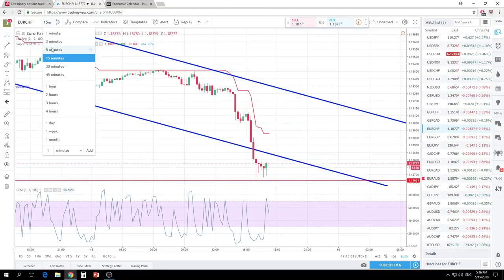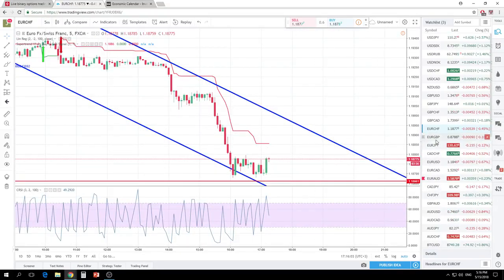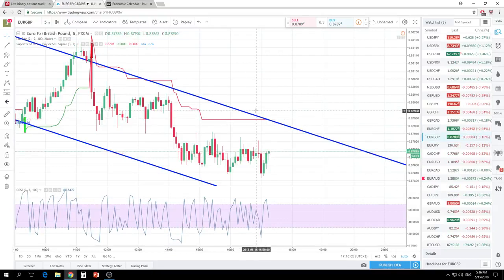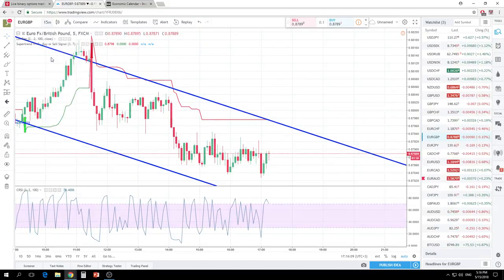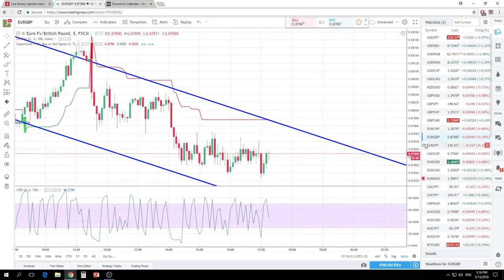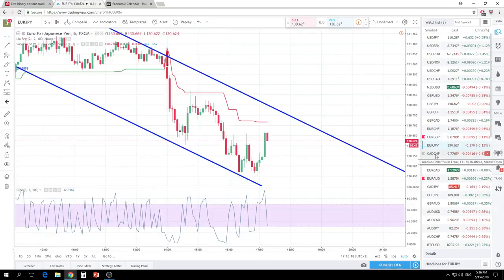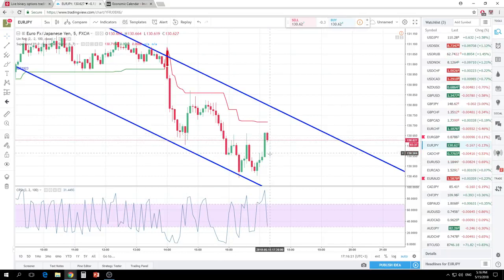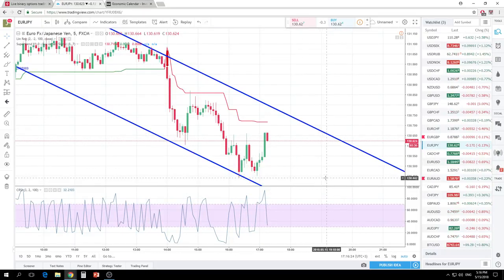Euro Swiss franc is not really a good trading one. Euro GBP, let's see what we have here. Euro GBP can be interesting. Let's check it in the following minutes. Meanwhile, our current trade Euro JPY is in the money at the moment.